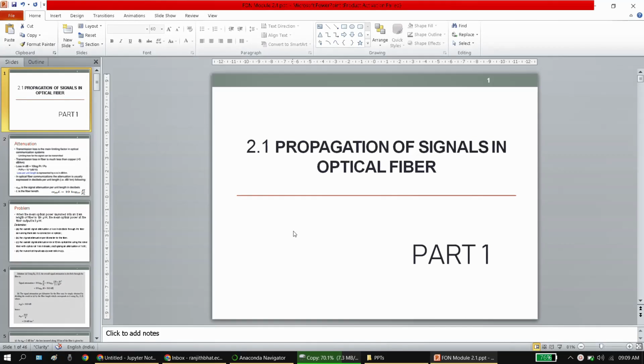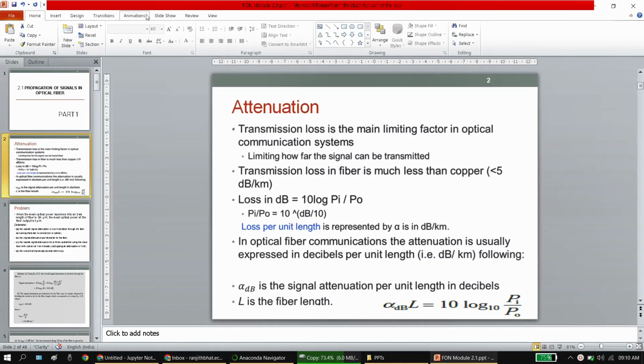Welcome guys to another video of propagation of signals in optical fiber. This is under module 2, and module 2 is divided into two parts, and I'm going to divide it further into two parts. So this will be the first part of 2.1. Let us talk about attenuation.